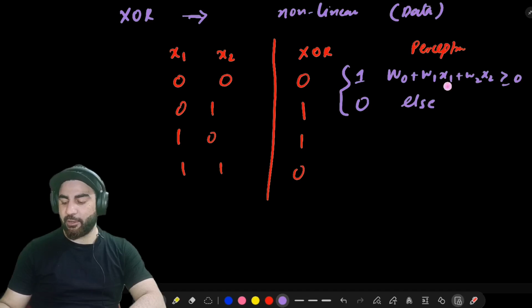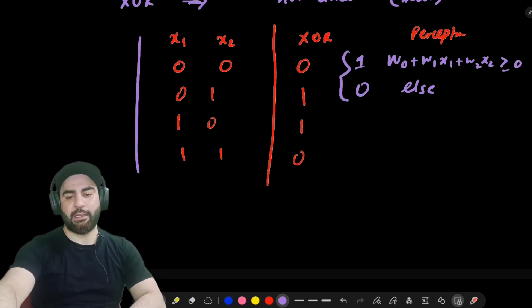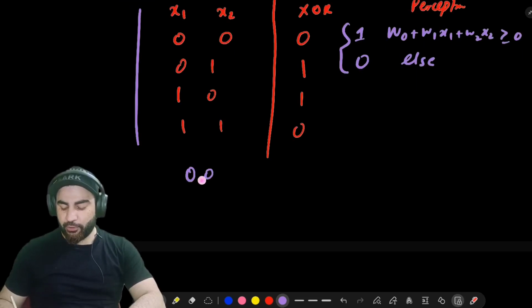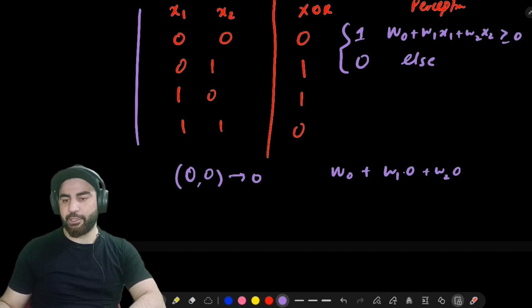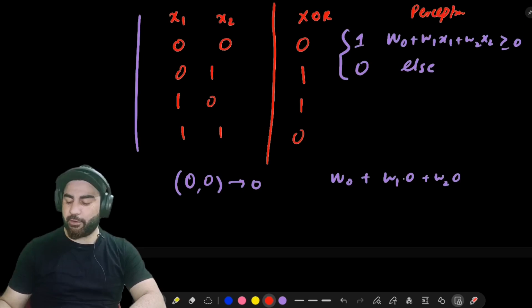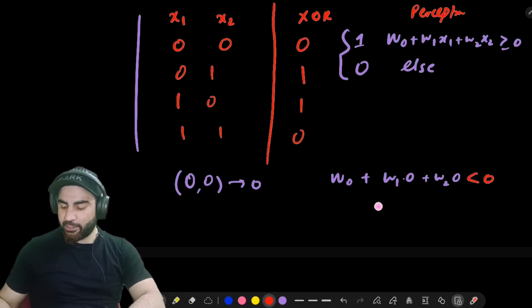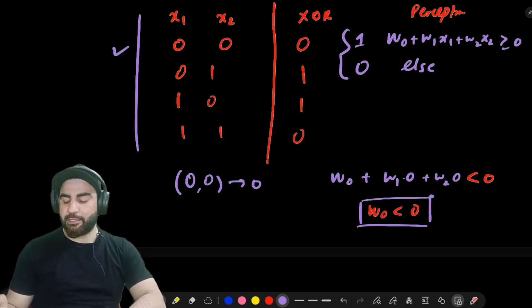So for each row we'll get some condition. Let's suppose for 0,0, which gives us 0. This is W0 plus W1 multiplied by 0 plus W2 multiplied by 0. This should be less than 0 because we want the output to be off. So what you can see is W0 should be less than 0. This is the first condition that we got. From the case 0,0 giving 0, we just substituted the values and got this condition.